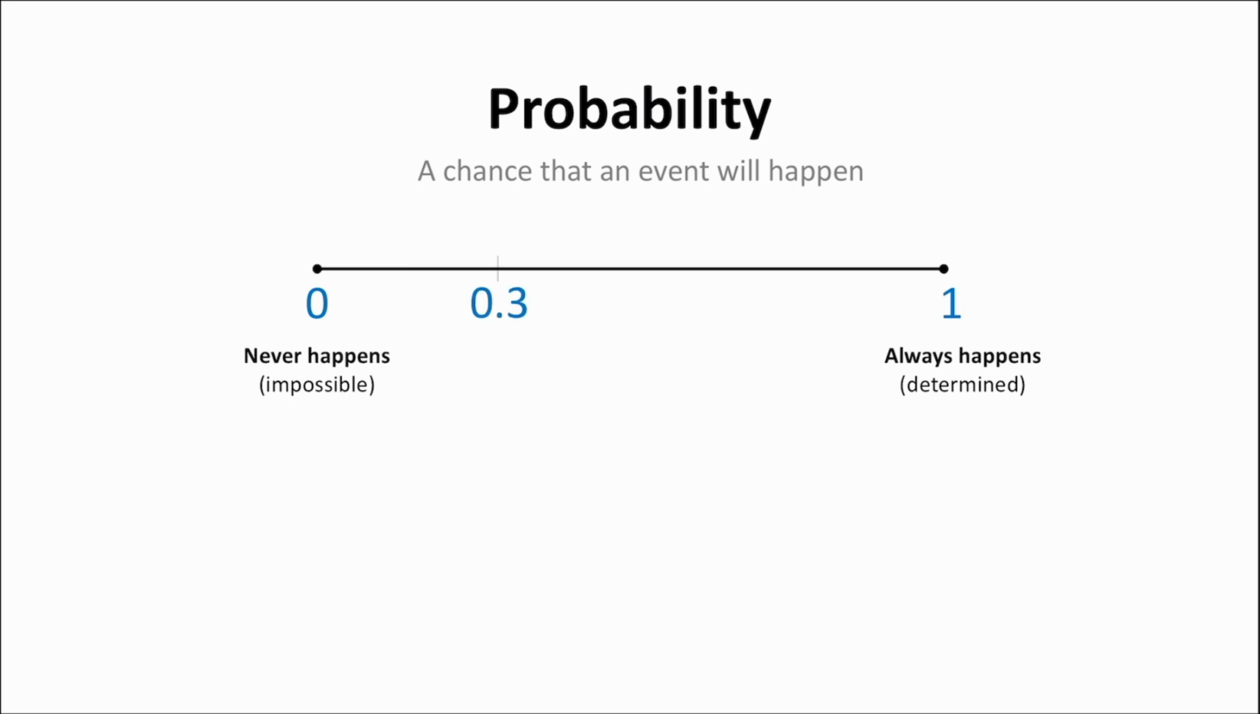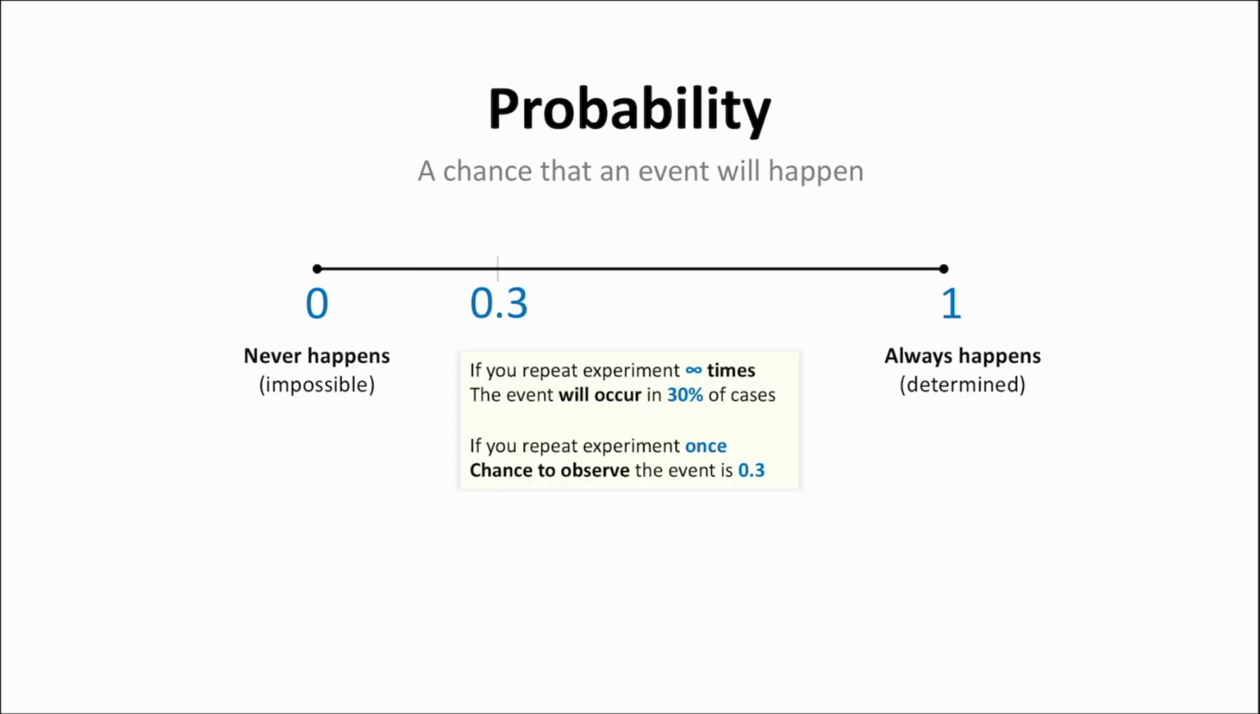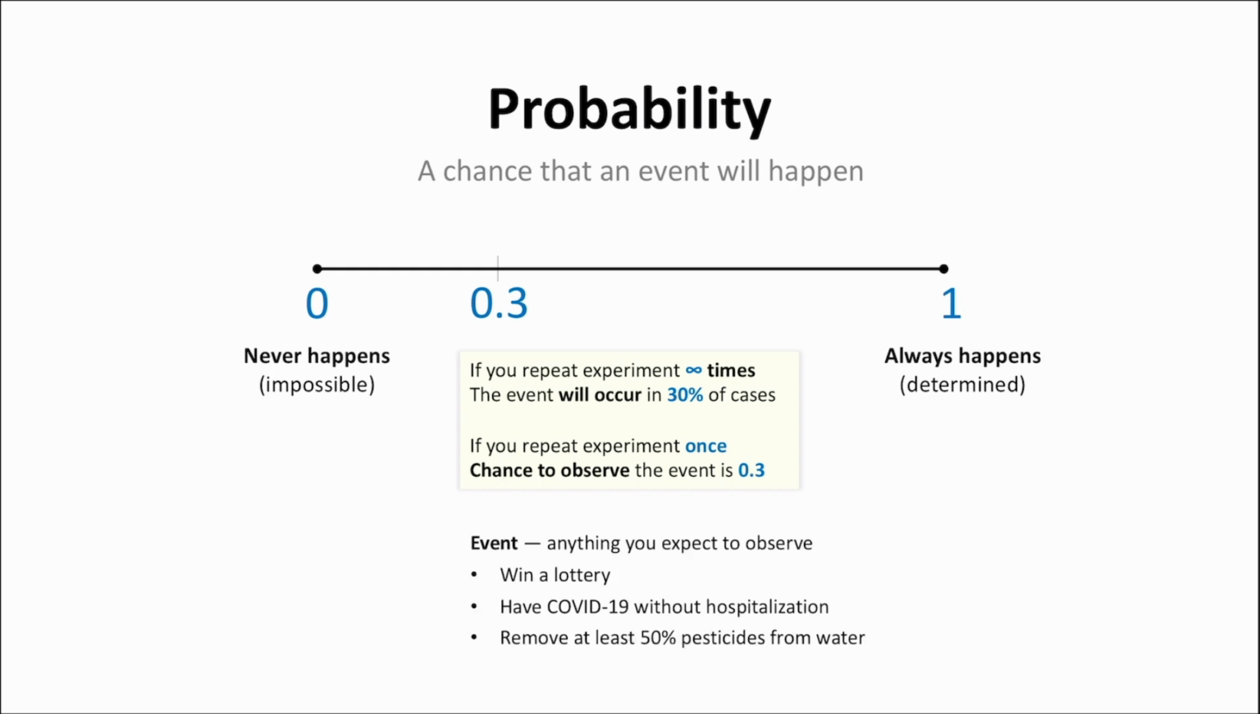Usually it's something in between, for example, 0.3, which means that if you repeat experiment infinite number of times, this particular event will occur in 30% of the cases. Or, in other way, you can also call it like this. If you repeat experiment only once, then the chance to observe this event is 0.3. So these are just two different definitions of the probability, right?